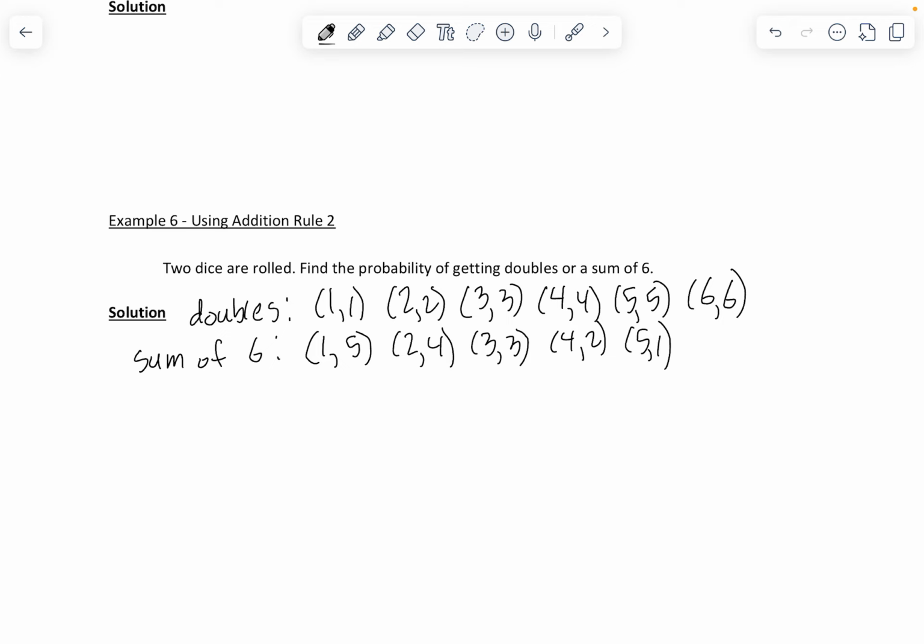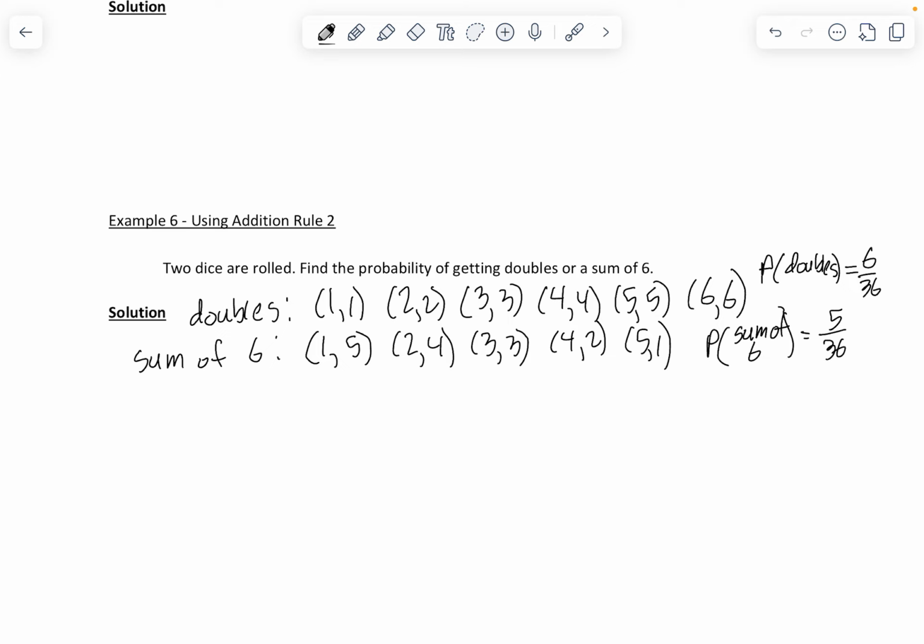So there are, what do we have? 1, 2, 3, 4, 5, 6 outcomes that result in doubles. There are 1, 2, 3, 4, 5 outcomes that result in a sum of 6. Probability of doubles is equal to 6 out of 36. Okay. Probability of getting a sum of 6 is equal to 5 out of 36.